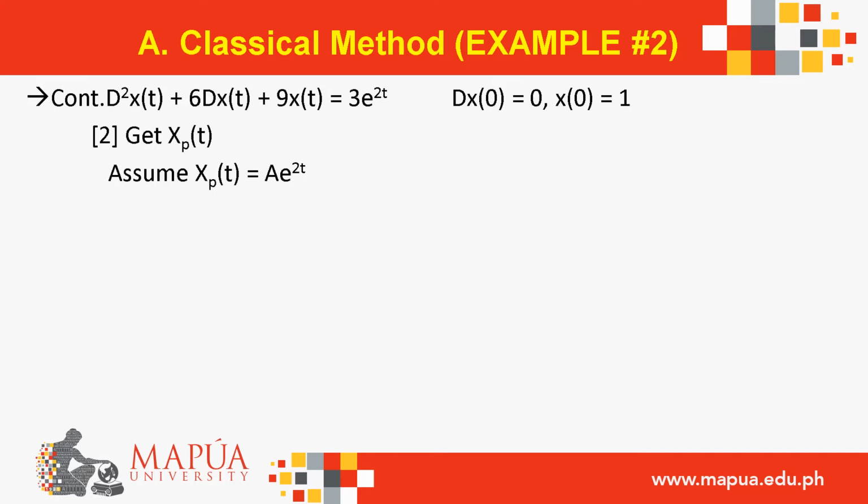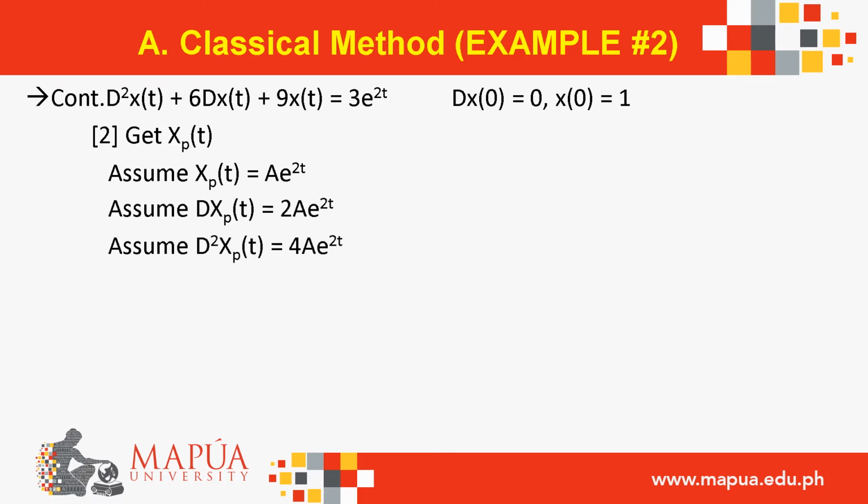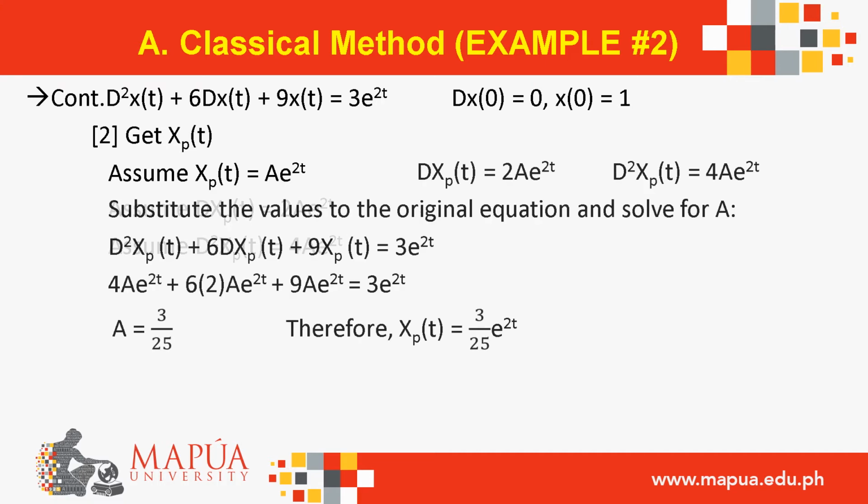After obtaining the homogeneous solution of the classical method differential equation, we must now obtain the particular solution of the given equation. Assume x sub p of t equal to a e raised to 2t. Assume x sub p prime of t is equal to 2a e raised to 2t. And assume x sub p double prime of t is equal to 4a e raised to 2t. Upon assumption, substitute the values to the original equation and solve for the value of a.